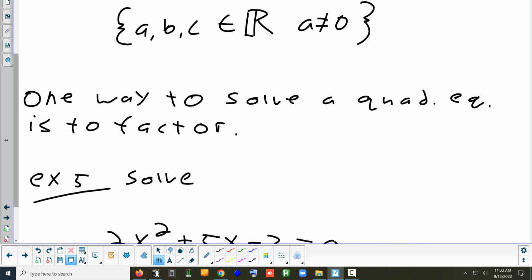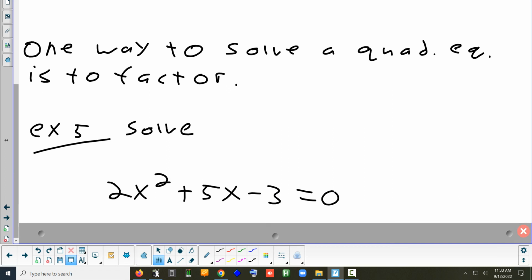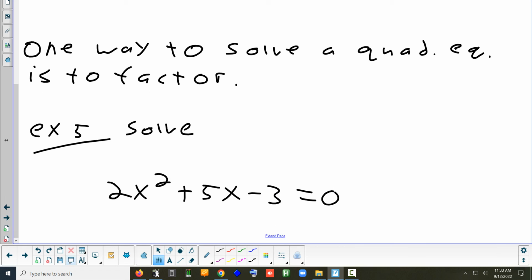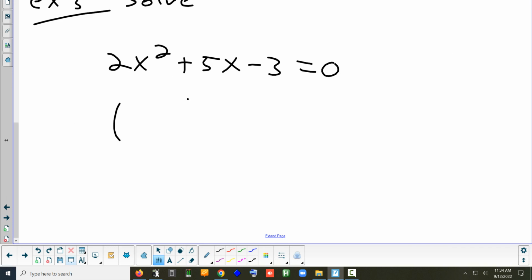If I specifically ask you to solve something with factoring, then it will be something that is factored. Let's try this one. 2x squared plus 5x minus 3. No matter what the problem is, what's the first thing you always write down when you're factoring? Parentheses. When you're doing this kind of factoring, you want to put down 2 sets of parentheses.